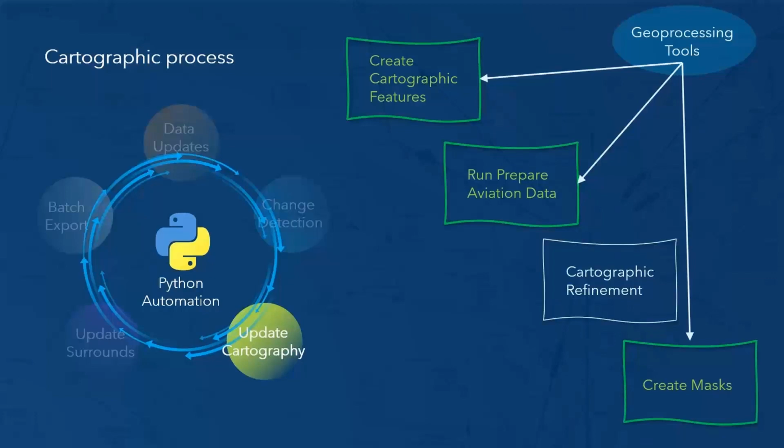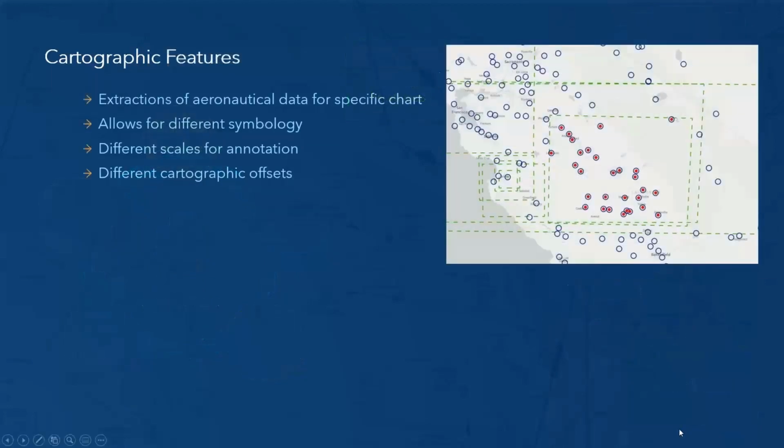So in the next few slides, we're going to take a closer look at each of these automated steps, because that's largely where all of the business rules exist. And we'll start off with the cartographic features. So again, cartographic features are effectively the chart copies of the main aeronautical data. For a given area of interest, we create a set of chart features to support things like symbolizing the feature differently on different charts.